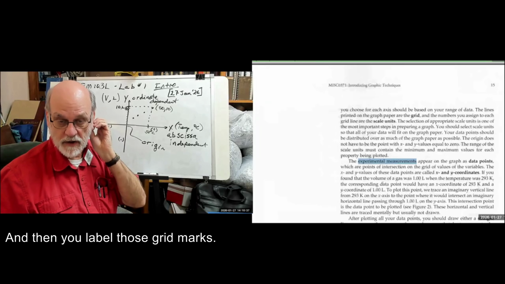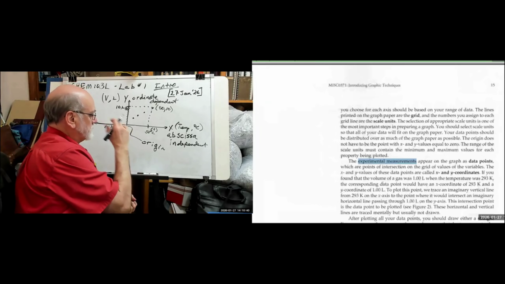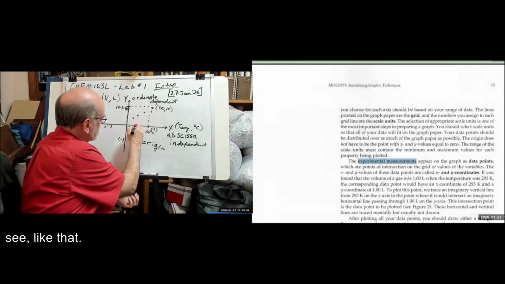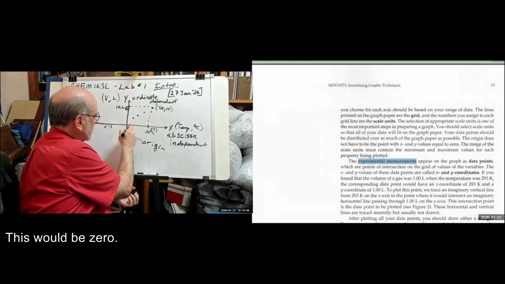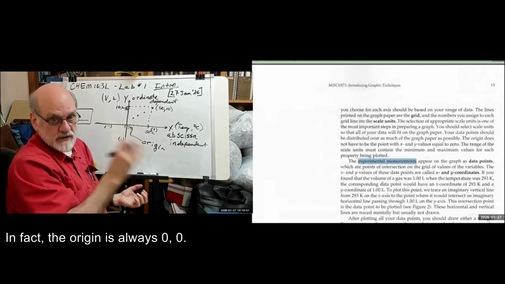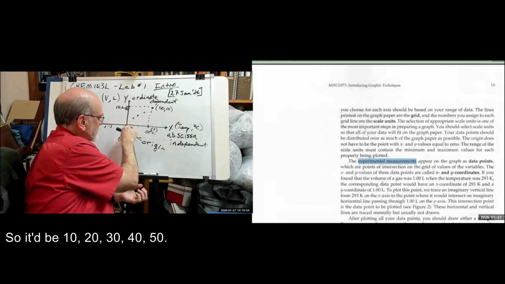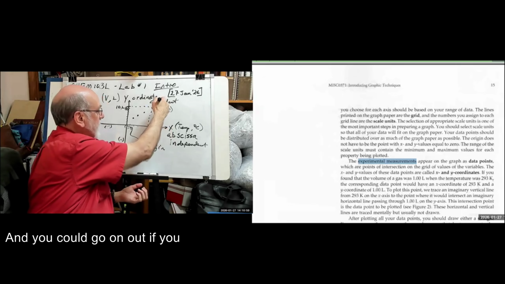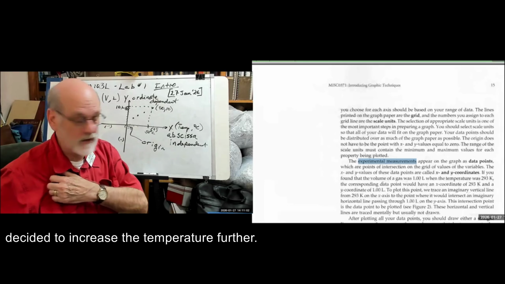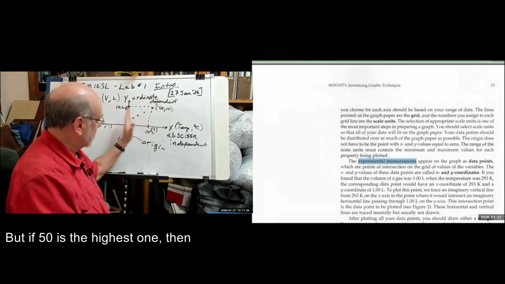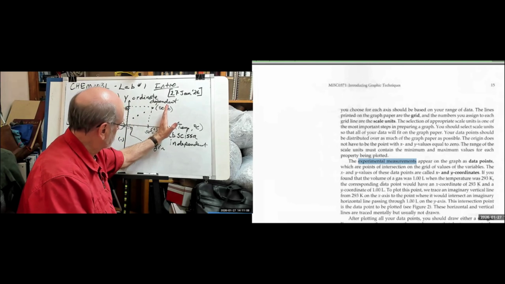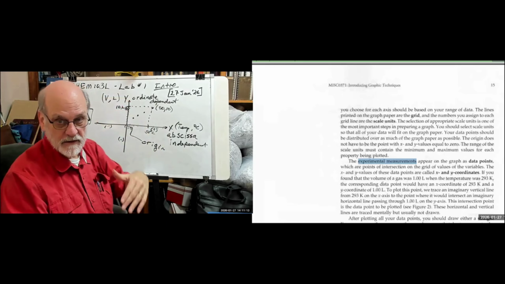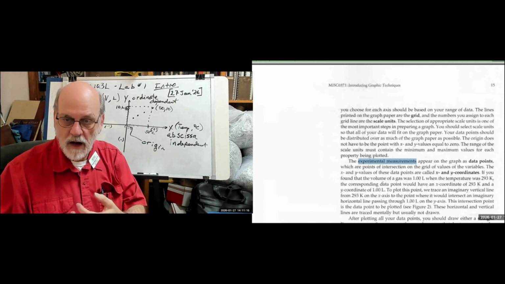And then you label those grid marks. And 50 degrees here would be like, let's see, 1, 2, like that. This would be 0. In fact, the origin is always 0, 0. So it'd be 10, 20, 30, 40, 50. And then 60, 70, 80, and you could go on out if you decided to increase the temperature further. But if 50 is the highest one, then you want 50 to be way out here. And if 10 is the largest volume, you want 10 to be way up here. So you use the maximum amount.